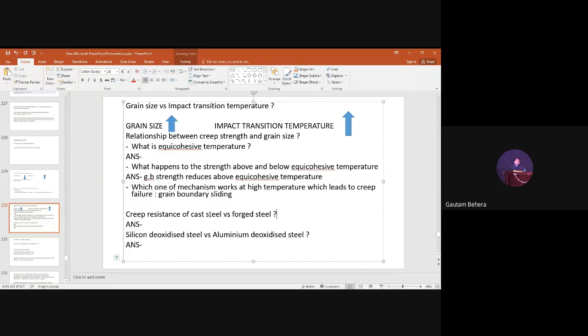Okay, fine. Now, can you people tell me? Cast structure has coarser grain. Forged steel has finer grain. So creep resistance will be higher for which one? Tell me quickly. Cast. Creep resistance is very good for cast.